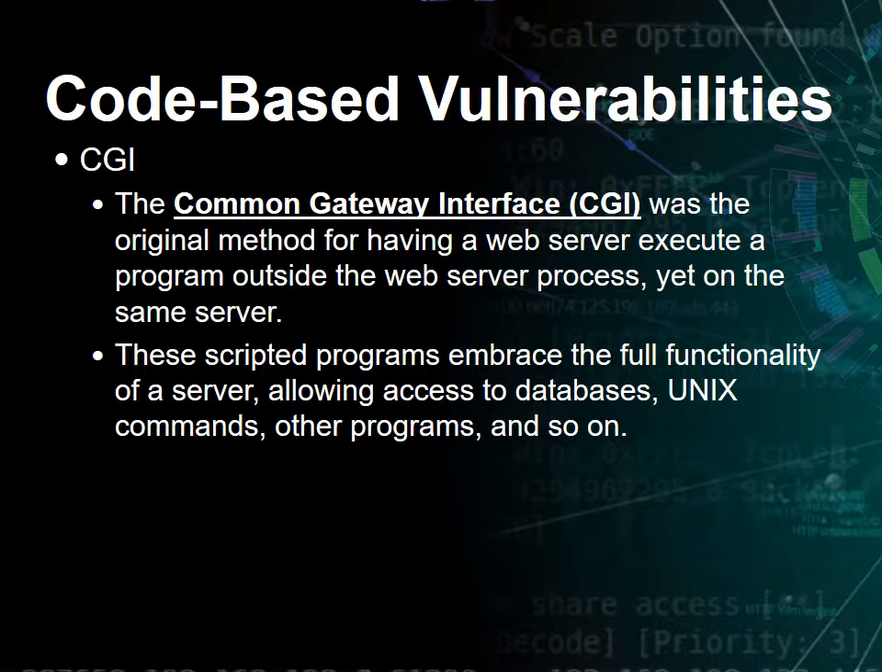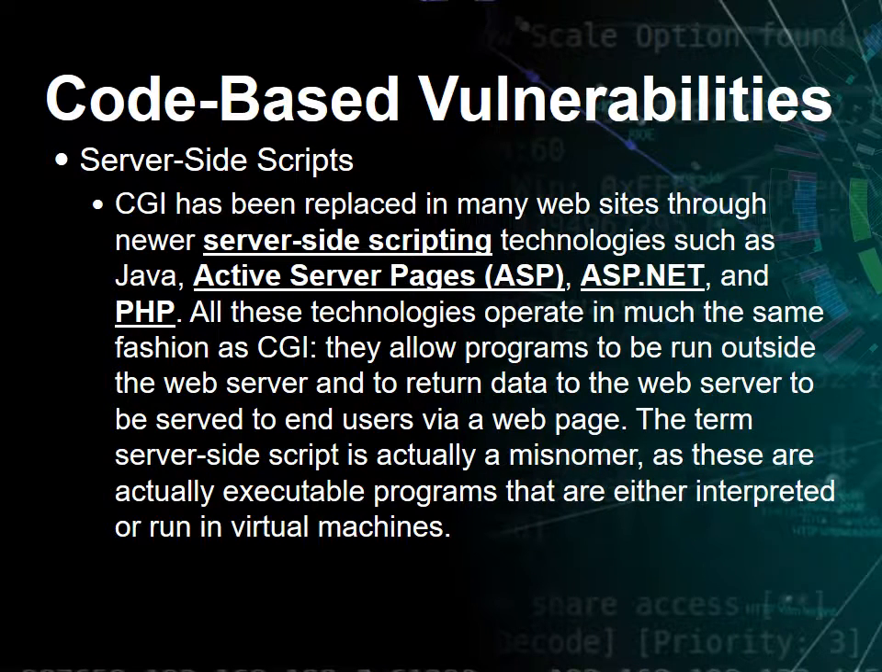Essentially, anything that you could do with any program written on your computer was allowed with the CGI Common Gateway Interface. CGI has been replaced in many websites through newer server-side scripting technologies such as Java, Active Server Pages, ASP, ASP.NET, and PHP. All these technologies operate in much the same fashion as CGI. They allow programs to be run outside the web server and to return data to the web server to be served to the end users via a web page. The term server-side script is actually a misnomer, as these are actually executable programs that are either interpreted or run in virtual machines.